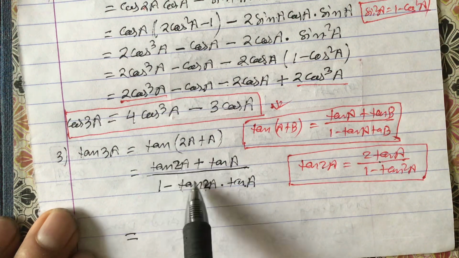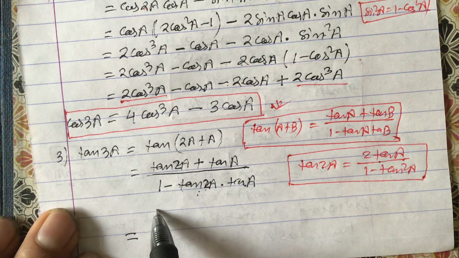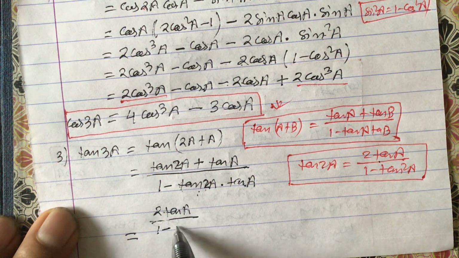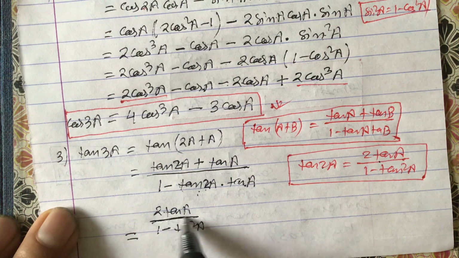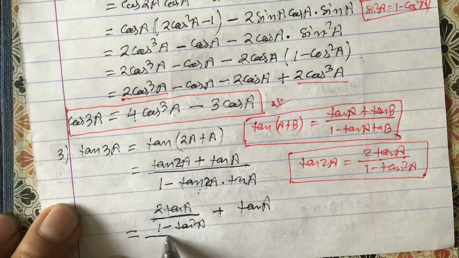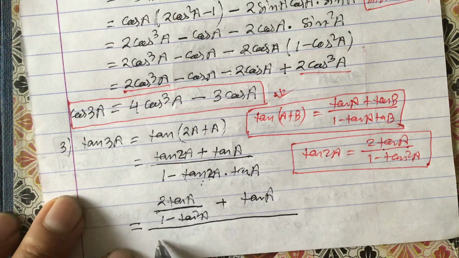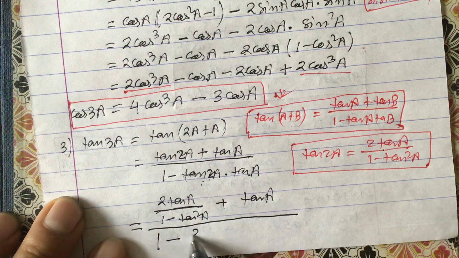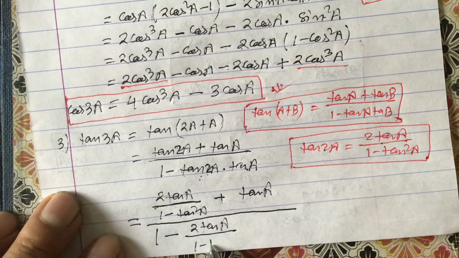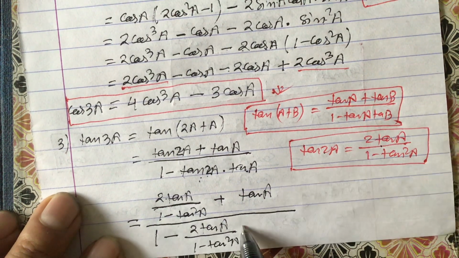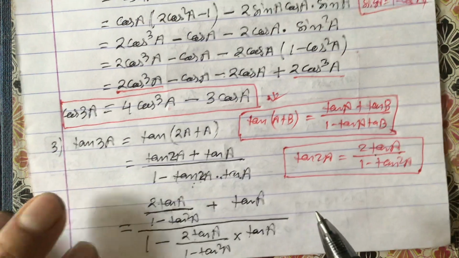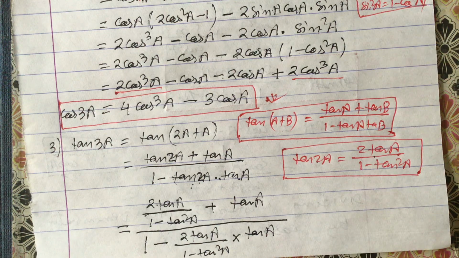Now look here. Tan 2A is 2 tan A divided by 1 minus tan square A. Tan 2A plus this tan A as it is, whole upon the denominator: 1 as it is minus tan 2A, which is 2 tan A divided by 1 minus tan square A, times tan A as it is. Okay, let us continue in the next page from here.